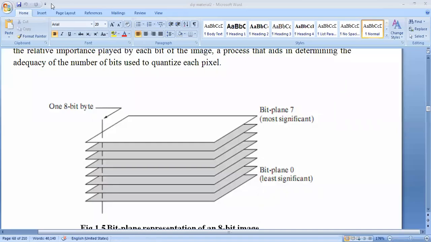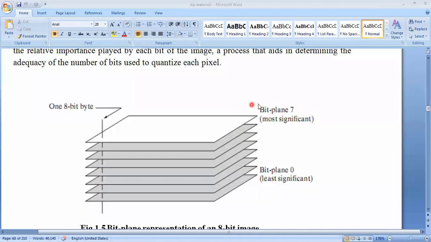Okay, now here we are going to split this one image into 8 images. It is like a binary image. So we have 8 bits, and we are going to get 8 images.